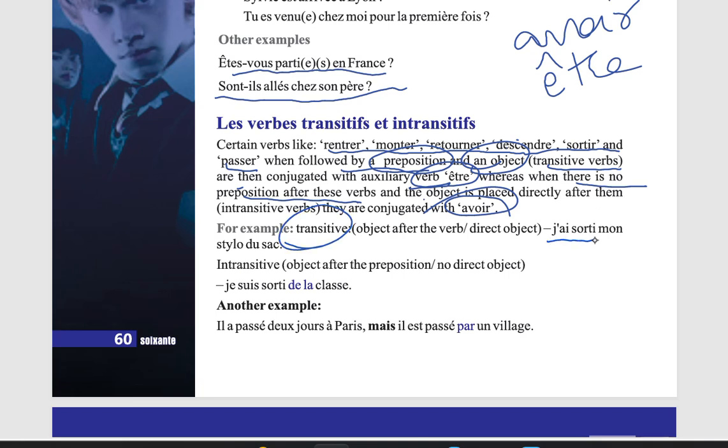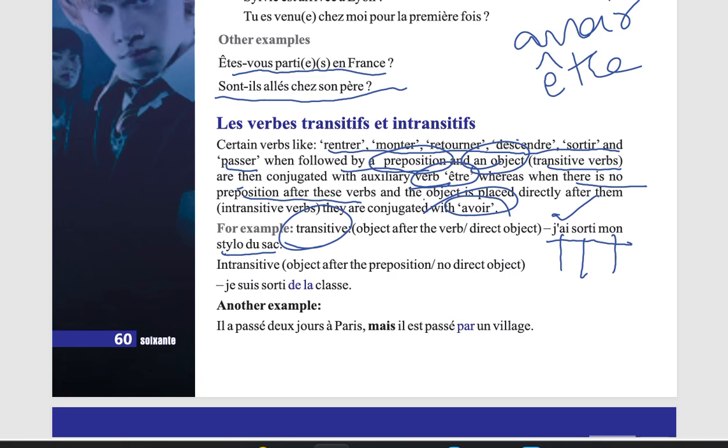J'ai sorti mon stylo du sac. So students, see, avoir verb. This is my object. Here is no preposition. So that's why I conjugated this sortir verb with avoir. J'ai sorti mon stylo du sac.